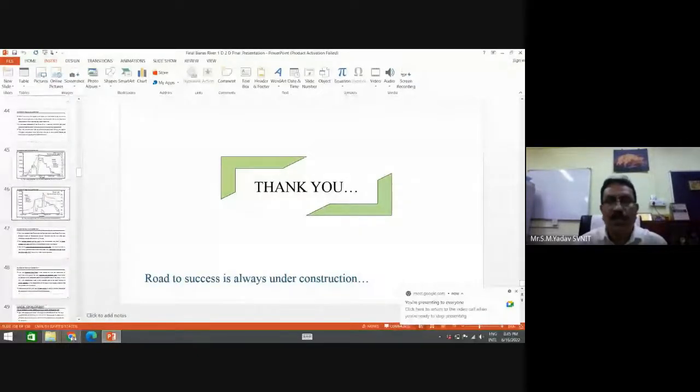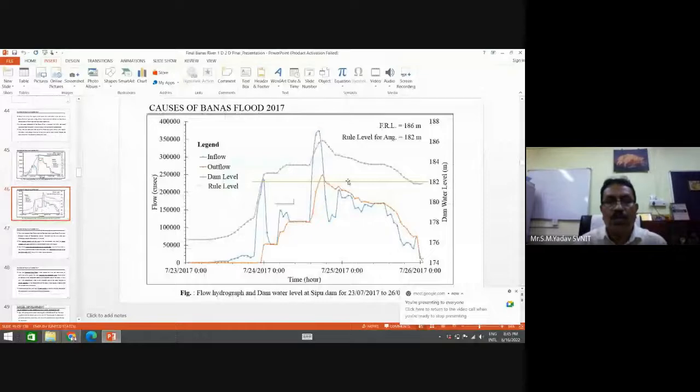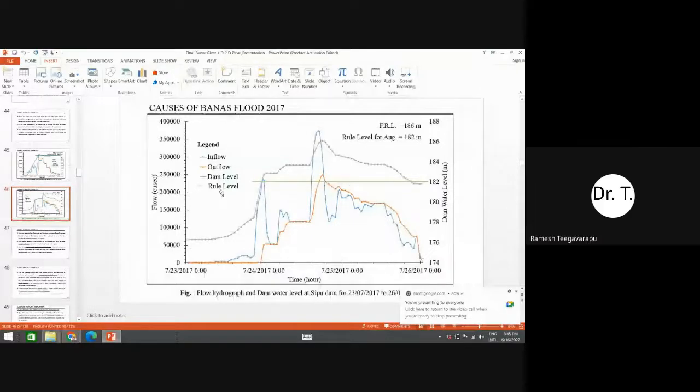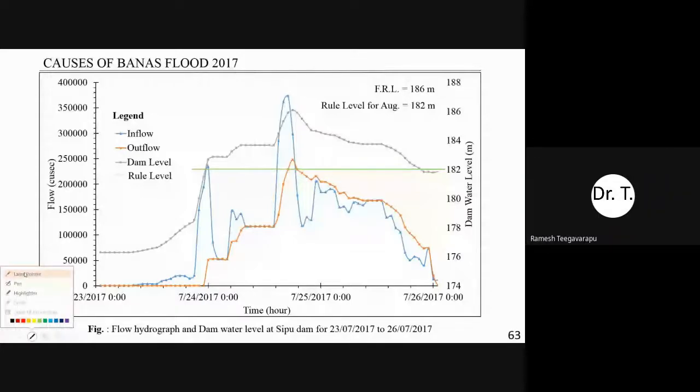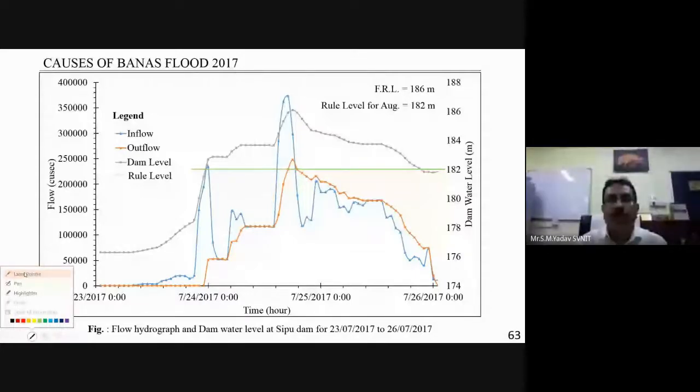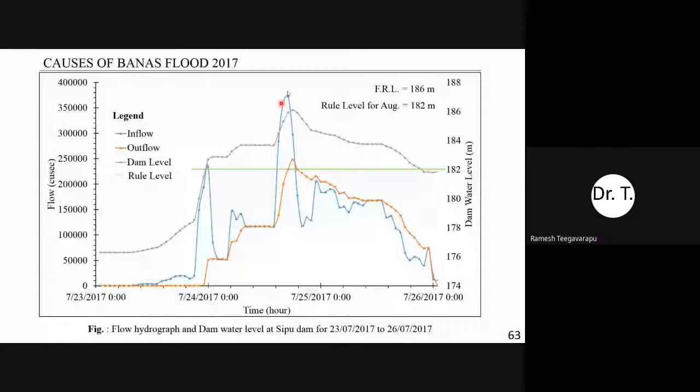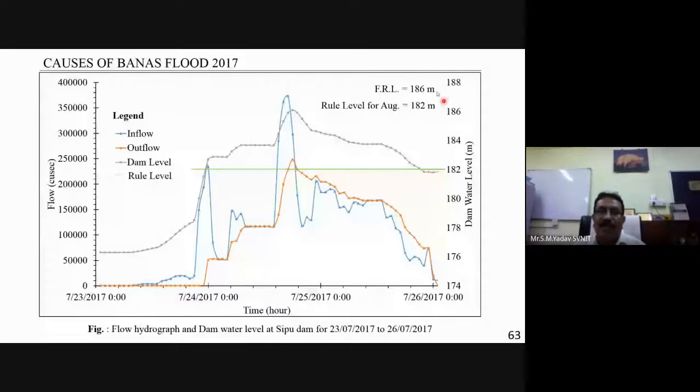Yes, this one. So this line is the rule level. Can you see? Yeah, the green line is the rule level. So even they have stored above it. Here you have FRL 186 meters, while the rule level is 182 meters.